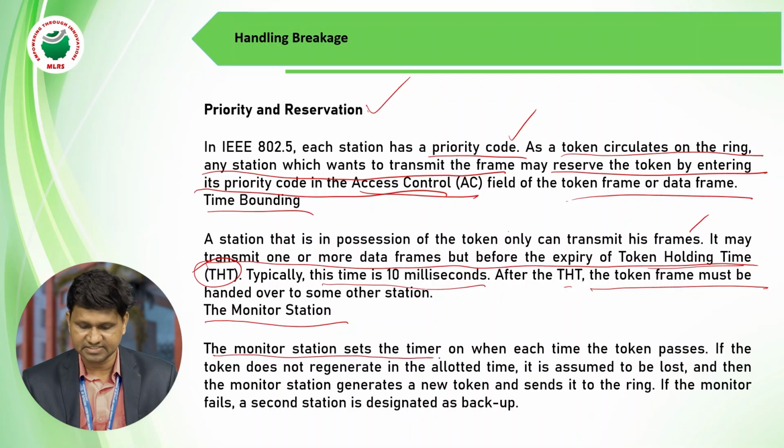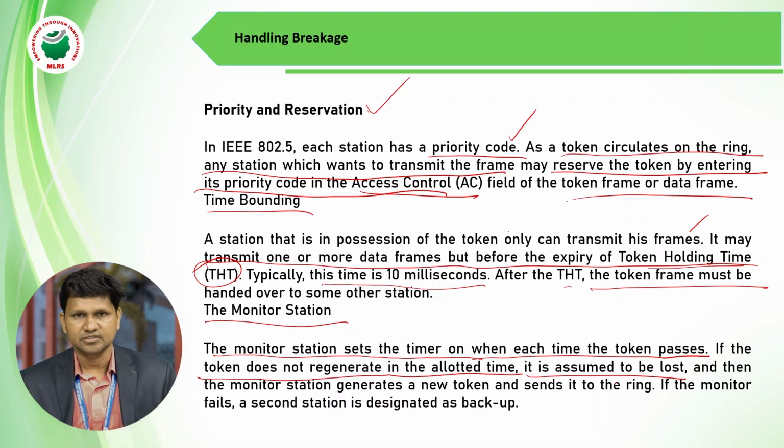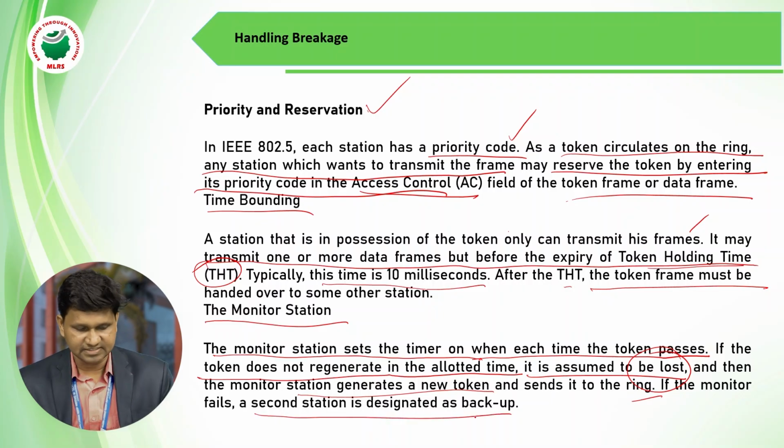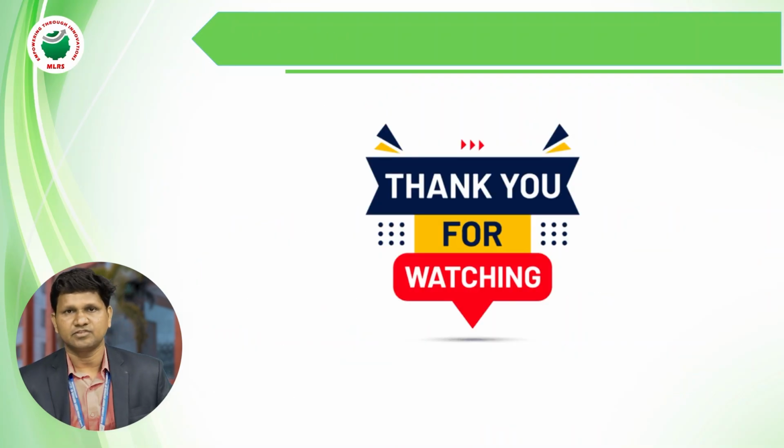The monitor station sets a timer each time the token passes. If the token does not reappear in the allotted time, it is assumed to be lost, and the data is assumed lost. Then the monitor station generates a new token and sends it to the ring. If the monitor fails, a second station is designated as a backup. Thank you for watching this video.